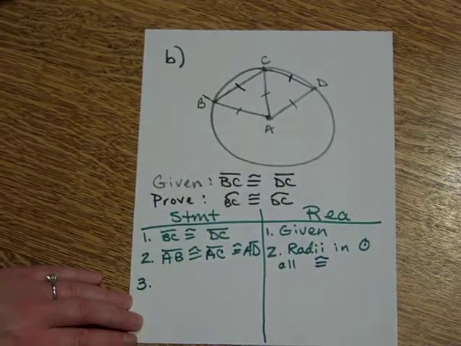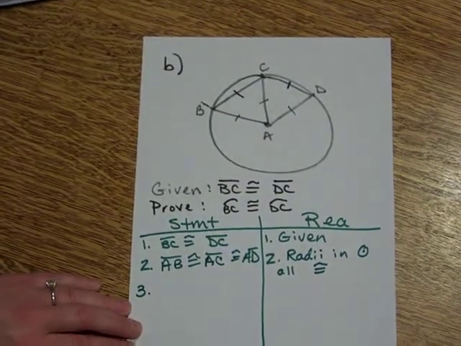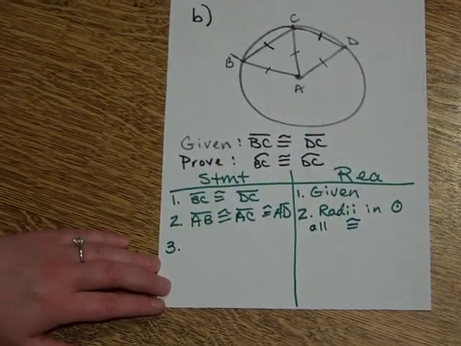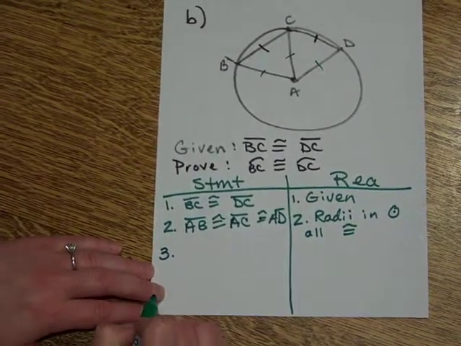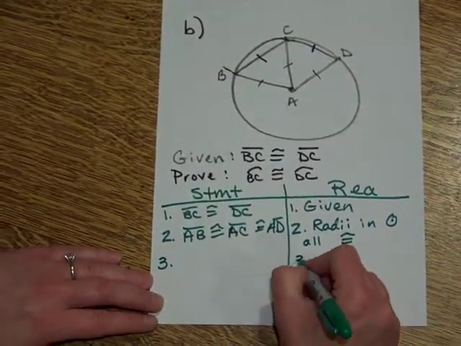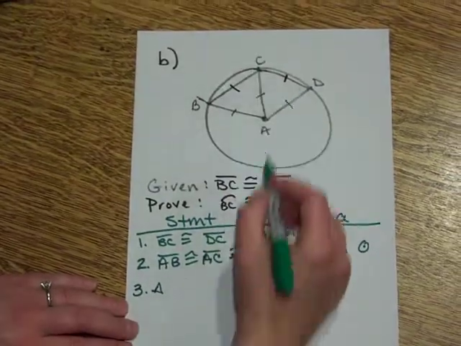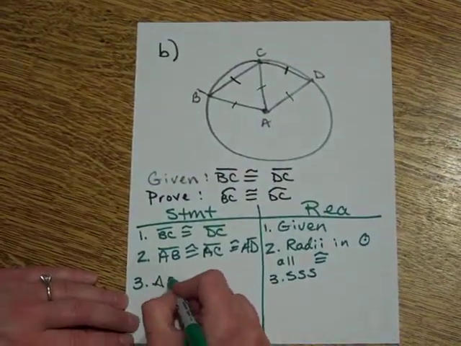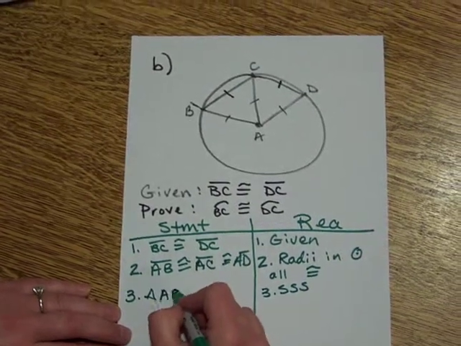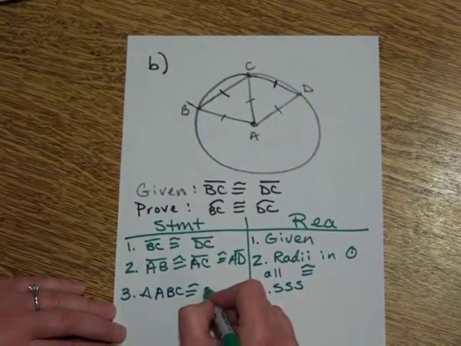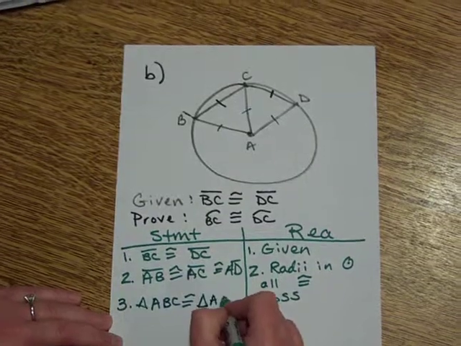What's always king? Triangles are king here. We're going to prove congruent triangles. We're going to be able to prove this by side, side, side. We've proven all three sides and those triangles are congruent. So triangle ABC is congruent to triangle ACD.